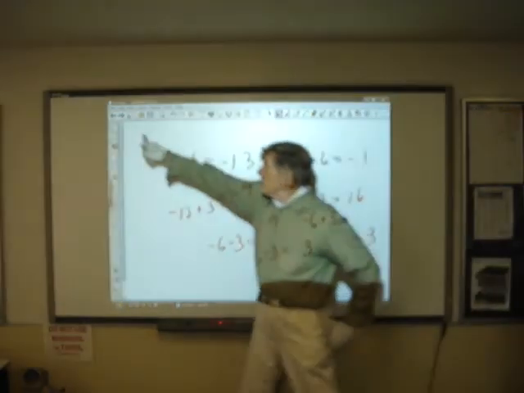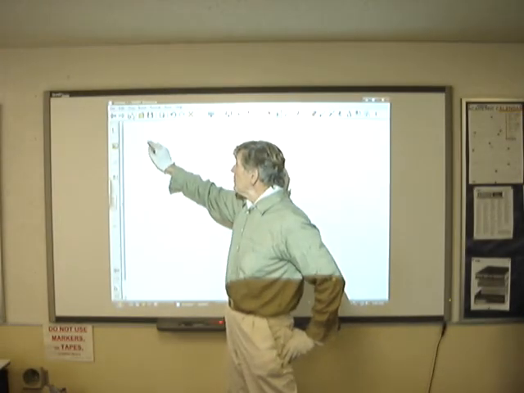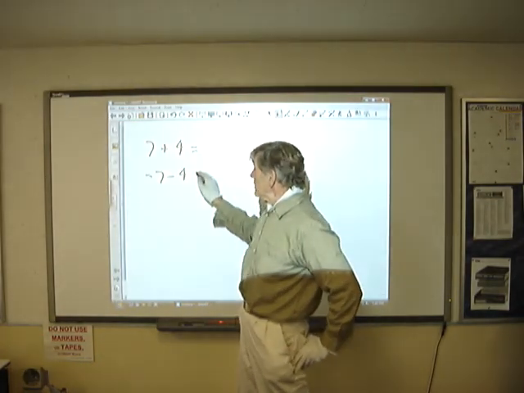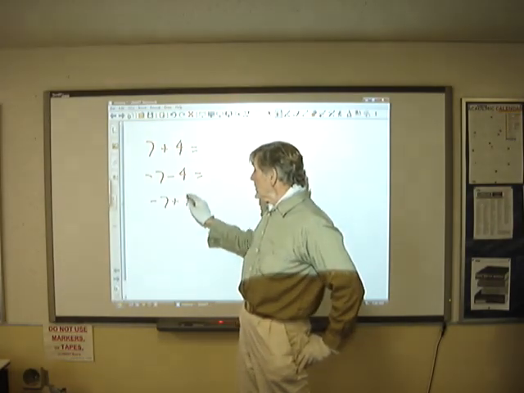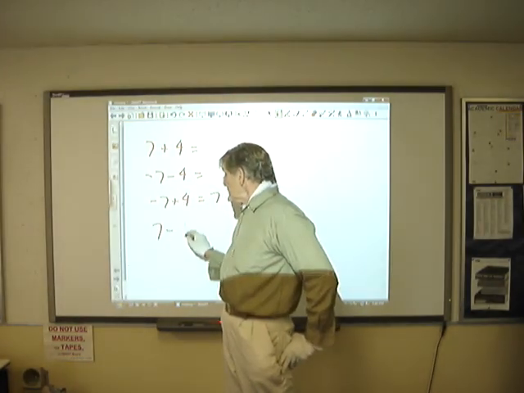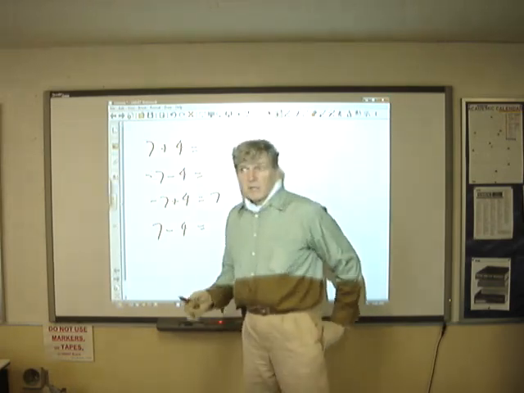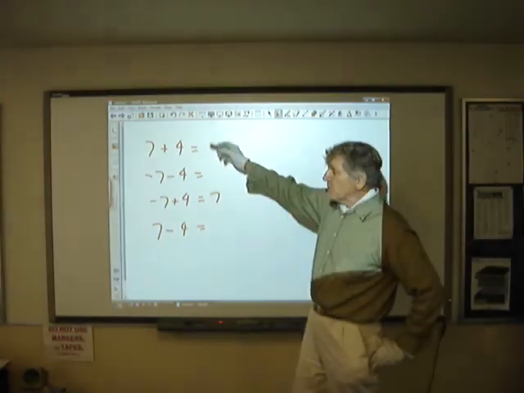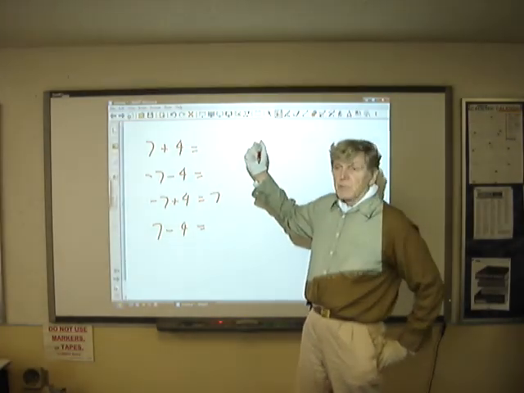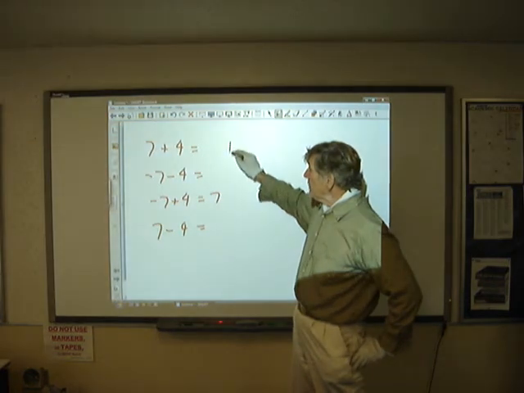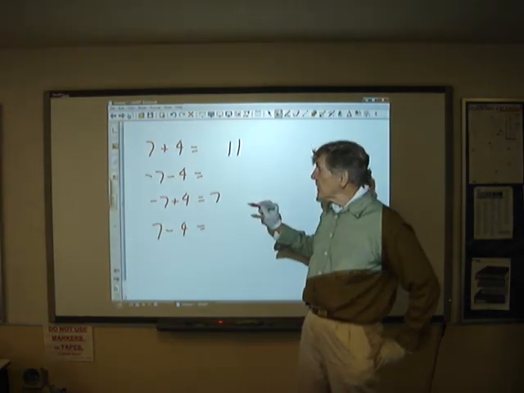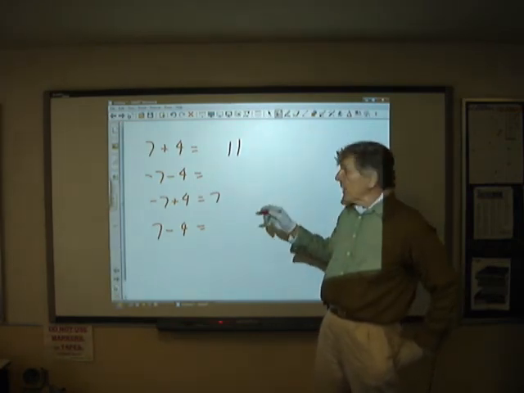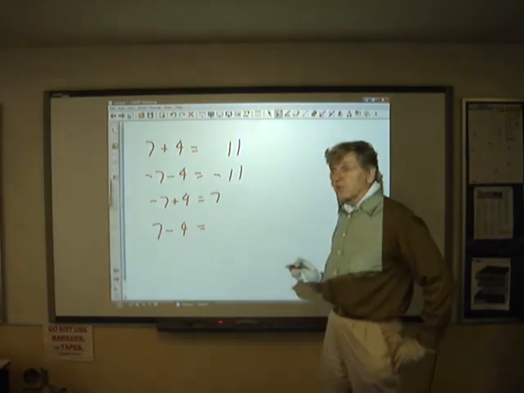So let's go back to our original set of 4 and see what we produced. 7 plus 4 equals, minus 7 minus 4 equals, minus 7 plus 4 equals, and 7 minus 4 equals. No longer ever again thinking of adding or subtracting, but just combining signed numbers. The first one, the numbers have the same sign, so Rule 1 applies. We add the numbers, and the answer has that sign. The second set have the same sign, so Rule 1 applies again. We add the numbers, and the answer has that sign.